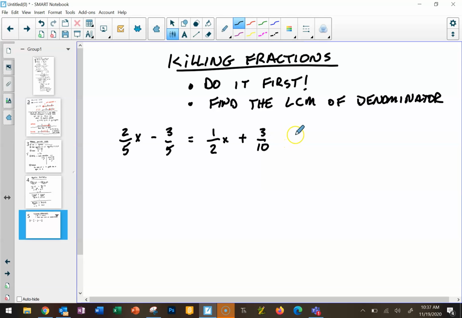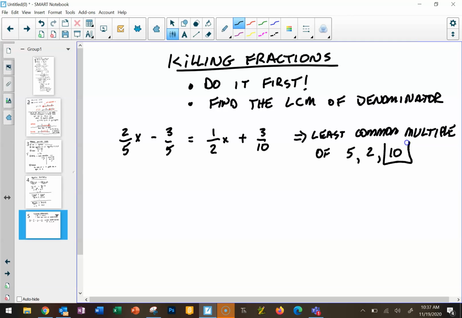Okay, so the first thing you've got to do is find the least common multiple, just in case you forget what the LCM is. So the least common multiple of 5, because that's one of your denominators, 2, and 10. So what's the lowest number that they all divide or multiply evenly into? And that's going to be 10.